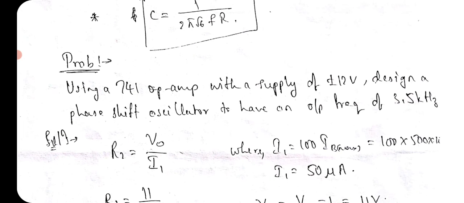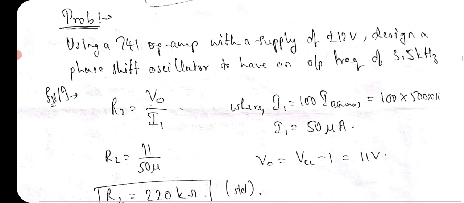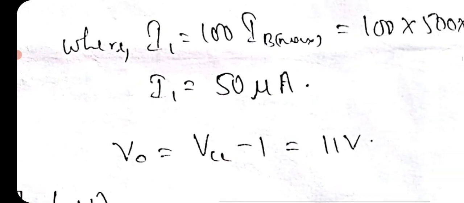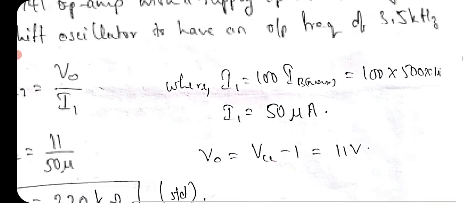Yes, this is how to find R2, output by input resistance. What is the output here? Output is your V naught sat. How to take V naught sat? Given supply voltage is 12 volt. So V naught sat will be VCC minus 1 volt, that is 11 volt. See here it is written. V naught is equal to VCC minus 1, that is 11 volt.